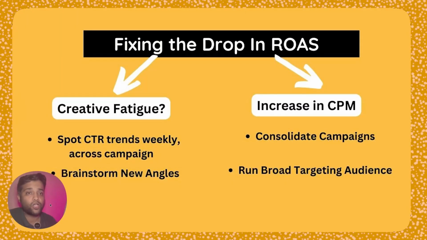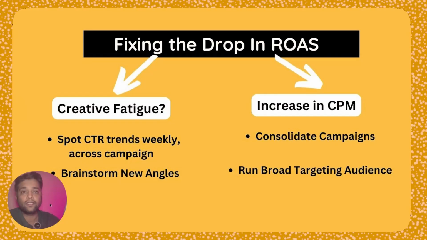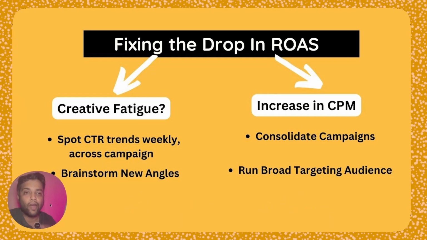How can you create iterations? Let's say you have an image ad, you have an us versus them winning ad angle. Play around with new variants of colors, new text copy or headline overlays, and you can come up with new ideas. Number 2, you want to hunt for net new ad creative ideas.